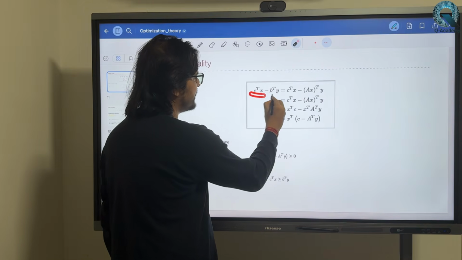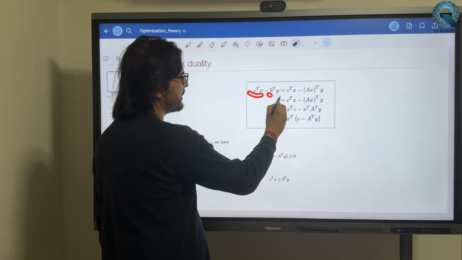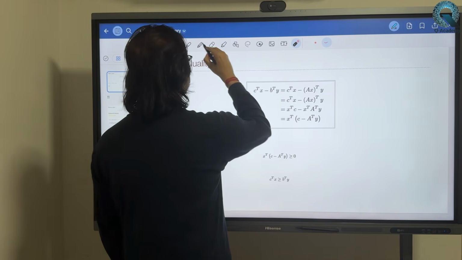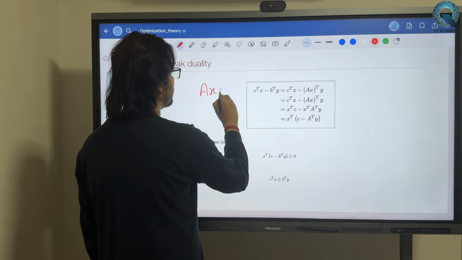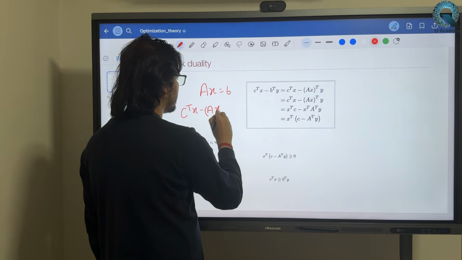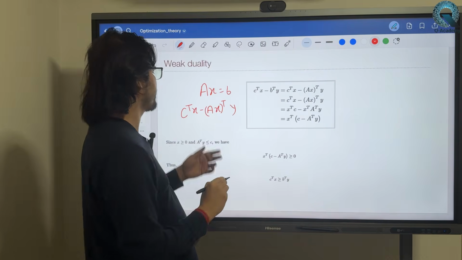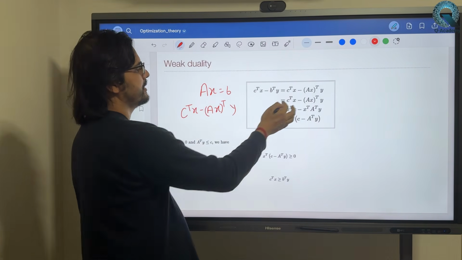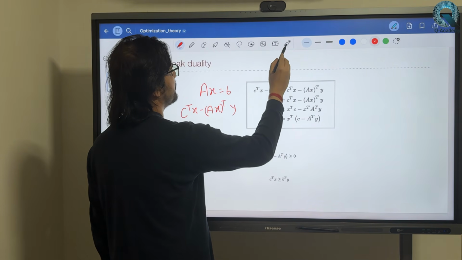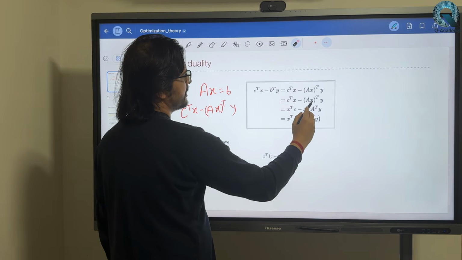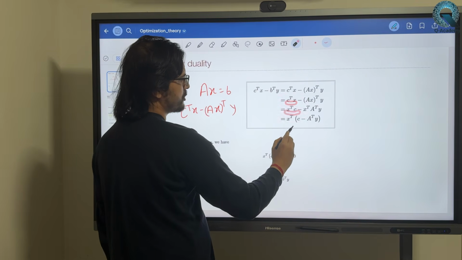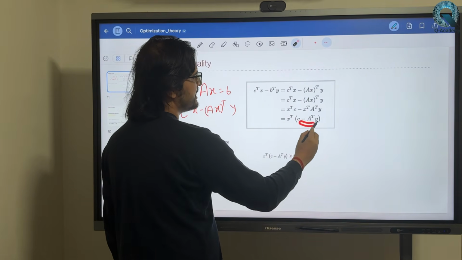So let's see how we get it. C transpose X minus B transpose Y can be written as C transpose X minus, for B we write AX, because we had AX equal to B. So we write C transpose X minus AX transpose Y, and from here you can write it as C transpose X minus X transpose A transpose Y. But C transpose X is the same as X transpose C, so you can take X transpose common, and this is X transpose times C minus A transpose Y.